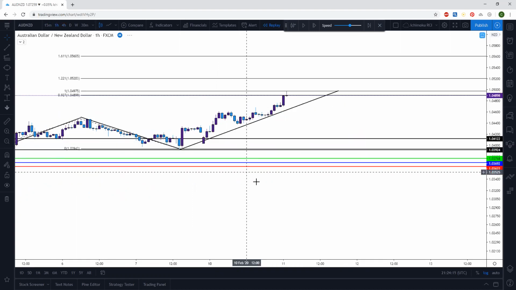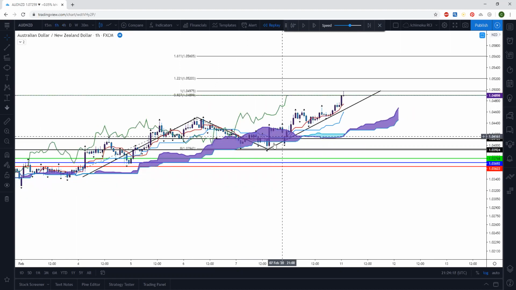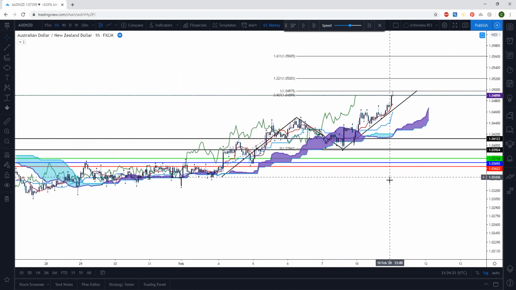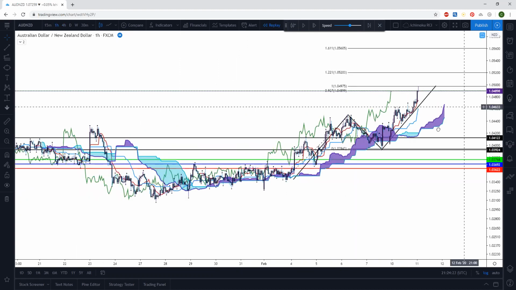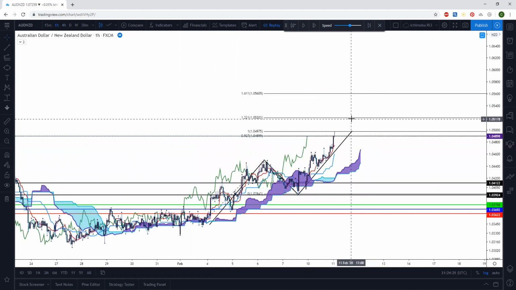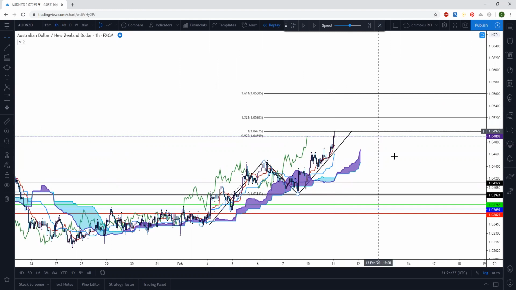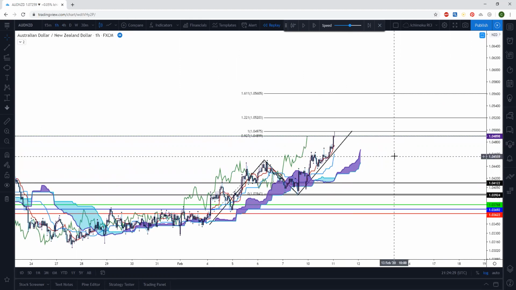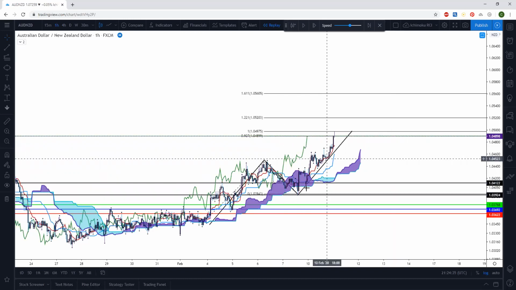Let's go back to the hour. And you see how the cloud is angling up too? That's how it went back up. Oh yeah. I still would have got out where I said on the 1 hour and looked for another entry. That's actually good because it played out pretty good.